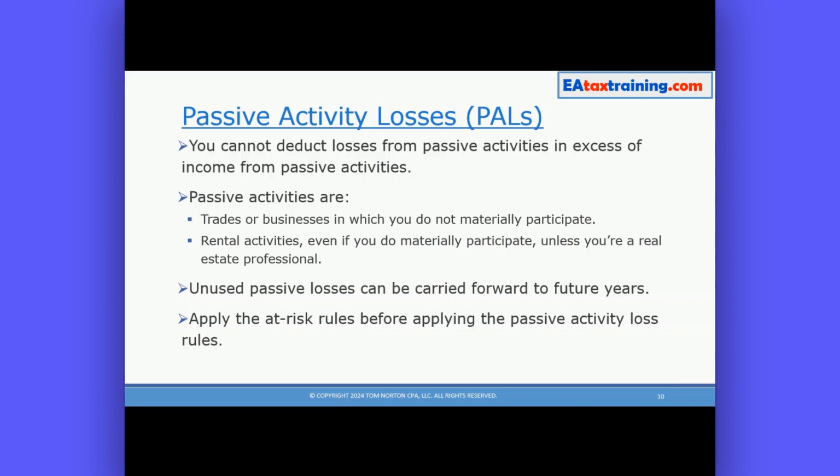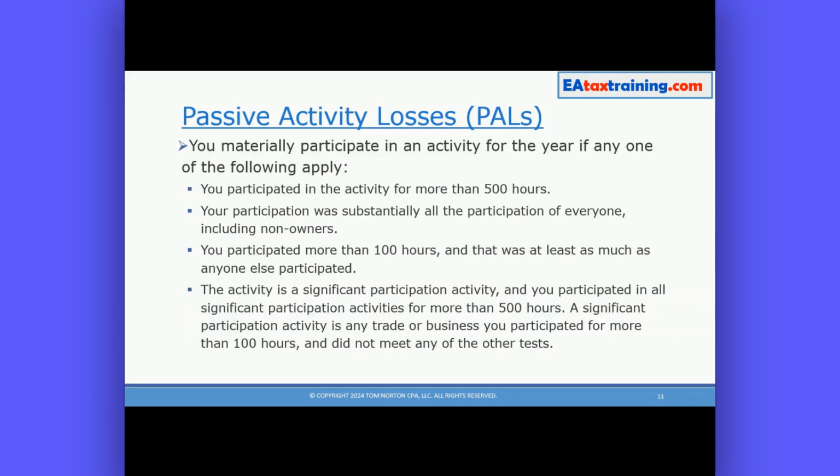And you have to apply the at-risk rules before applying the passive activity loss rules. So we already covered the at-risk rules. So if you go through the at-risk rules and you find out, nope, we don't have amounts at risk, then you can just stop. You don't even have to worry about the passive activity loss rules because you're not eligible. If you don't have amounts at risk, then you cannot deduct the losses, whether they're active or passive or whatever. It does not matter. So now let's talk about material participation.